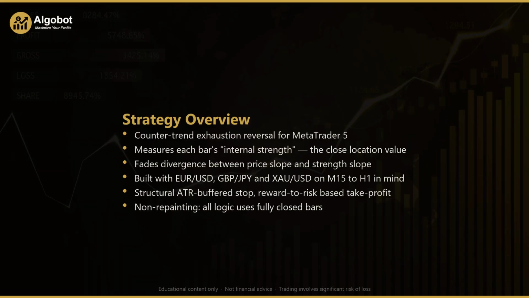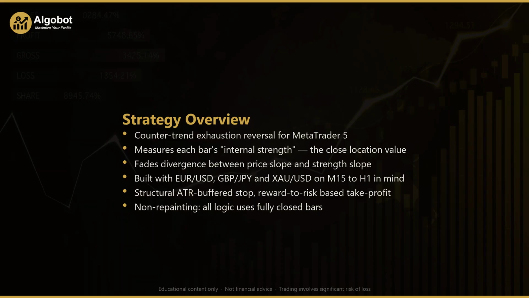Most reversal systems watch an oscillator like a stochastic or an RSI. This strategy instead looks at something more granular. For every closed candle, it measures the close location value. That's the close minus the low divided by the full high to low range. The result is a number between 0 and 1. When it sits near 1, the bar closed right up on its high, meaning buyers own the close. When it sits near 0, the bar closed down on its low, meaning sellers owned it. The strategy smooths that value into a single line it calls internal strength.